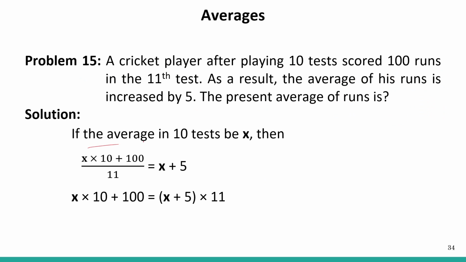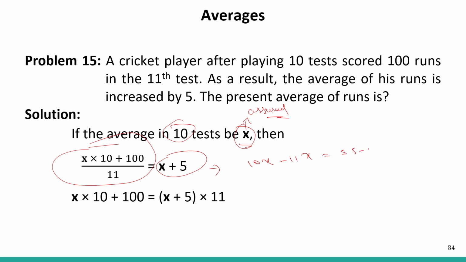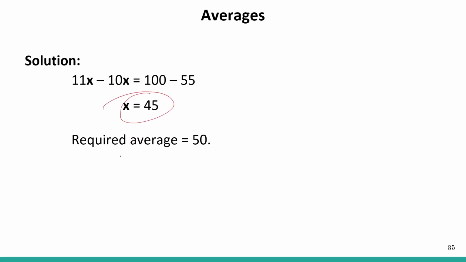So let's see. We assume the average of the 10 tests to be x. So then x plus 5 is equal to x into 10 plus 100 whole by 11. Solving this algebraic equation, we are left with 10x minus 11x is equal to 55 minus 100. So minus x is equal to minus 45. So x is equal to 45. So the required average is x plus 5, that is equal to 50.